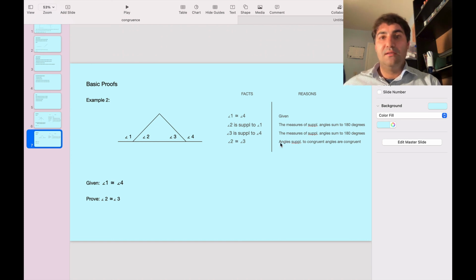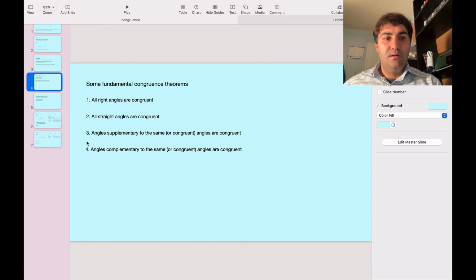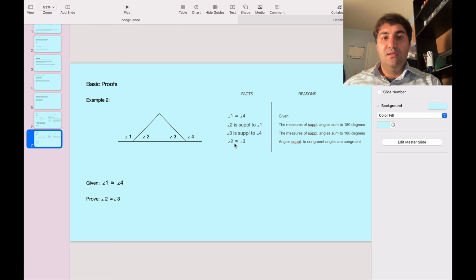And we know from this theorem that angles that are supplementary to the same or congruent angles are congruent. Since 1 and 4 are congruent, and since angle 2 is supplementary to angle 1 and angle 3 is supplementary to angle 4, angles 2 and 3 will be congruent. So angles supplementary to congruent angles are congruent.